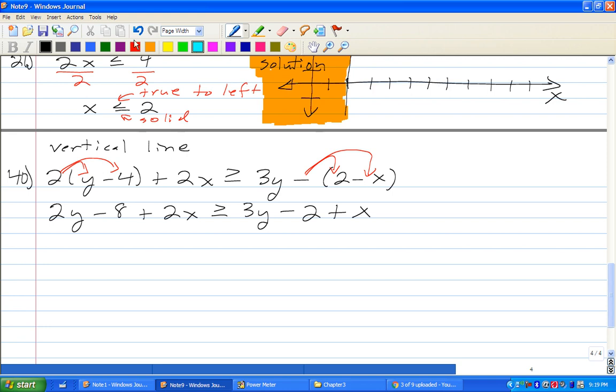Let me subtract 3y, add 8, and subtract 2x from both sides of my inequality in order to isolate y on the left-hand side of my inequality. So I get a negative y. Everything else cancels, greater than or equal to. The three y's cancel. A negative x plus 6.